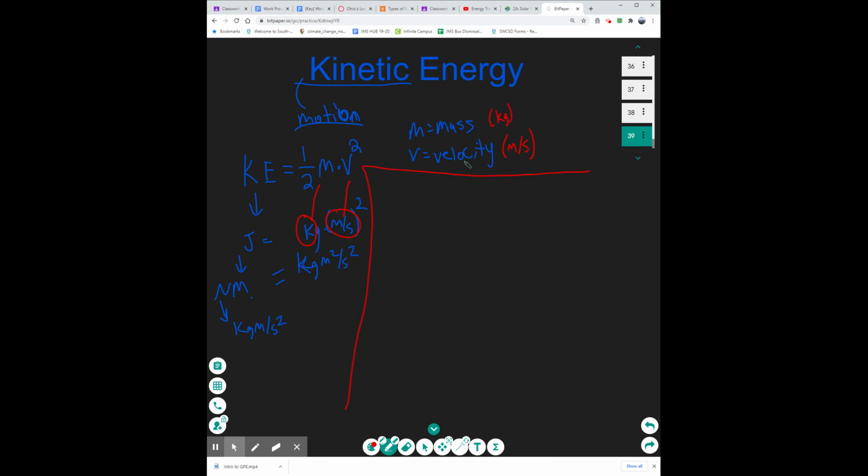Let's say that we have an object, or let's say it's a car, right? And the car is moving with a constant velocity, and that velocity is, I don't know, 10 meters per second. That's not horribly fast, right? And we'll say that the mass of the car is 100 kilograms, right? So we are looking for the kinetic energy. So all we have to do is plug stuff in.